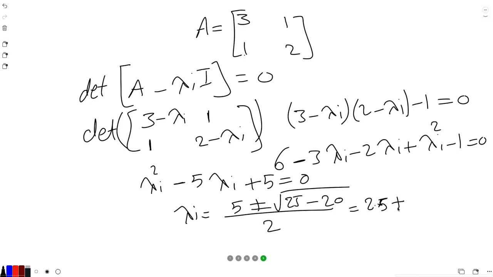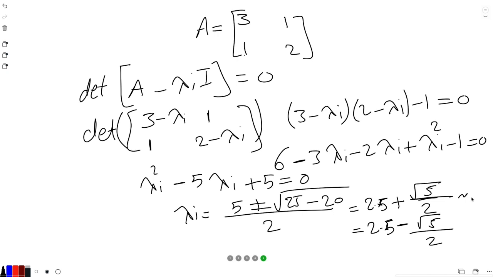plus the square root of 5 divided by 2, this is lambda 1, and the other is 2.5 minus the square root of 5 divided by 2. You can calculate it with your calculator, and as an approximation, if we approximate the square root of 5 as 2.1 or 2.2, then we will have about 4.7 for one lambda, and the other lambda will be about 0.3 or something like that.